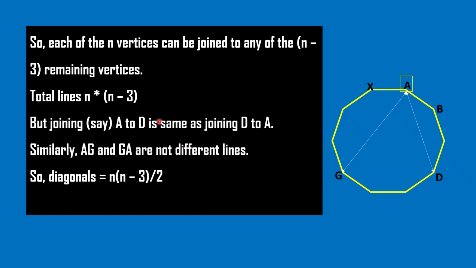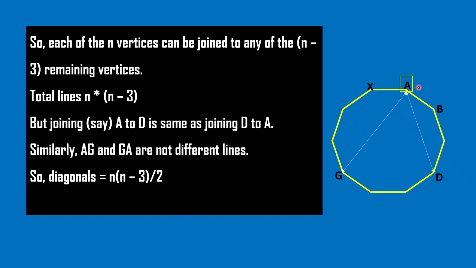But joining, say, A to D and D to A is the same thing. Joining A to G and G to A is the same thing. They are not two different lines. AD and DA are the same thing. AG and GA are the same thing. So they are not two different lines. So the actual number of lines would be half of this: n into n minus 3 divided by 2.